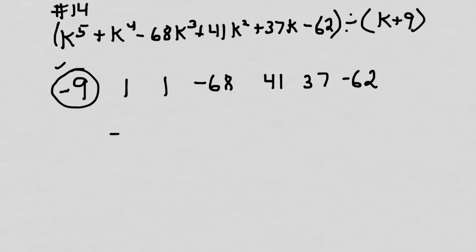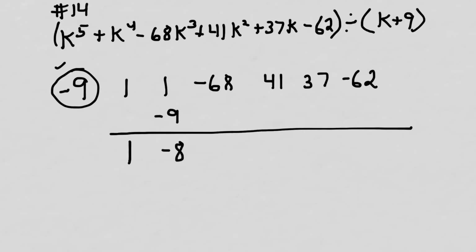Let's set this up. I've got all the coefficients here. We get k to the 5th is a 1, k to the 4th is 4, negative k cubed is going to be negative 68, plus 41 k squared is going to be 41, and so on. Like all other synthetic division problems, we seed it by bringing down the first coefficient, which is a 1. Now we're ready to start doing our multiplication and adding. Negative 9 times 1 is going to give us negative 9. Add that together, we get negative 8.